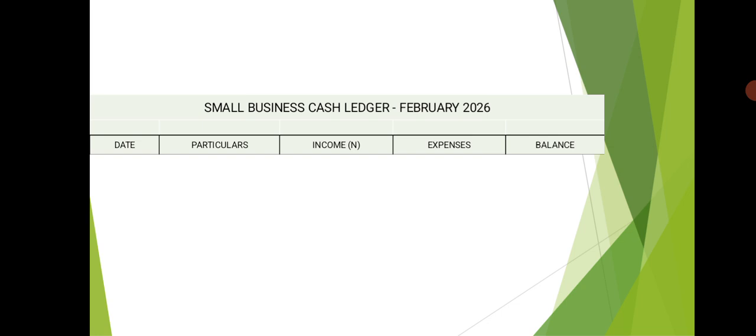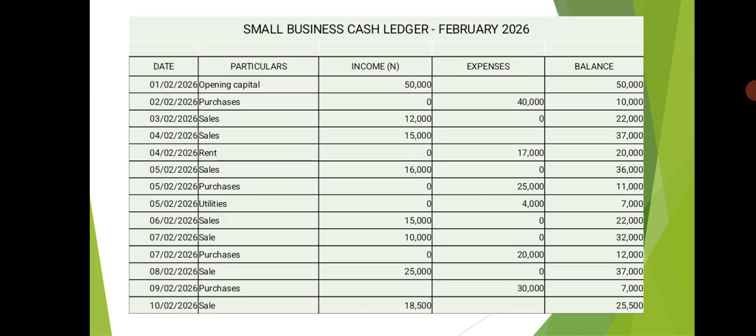The second column is particulars. This describes the type of transaction. The income column shows money received by the business, while the expenses column shows money spent by the business. And we have the balance column. This one will show the remaining cash after each transaction. Now, let us look at how the table works in practice.